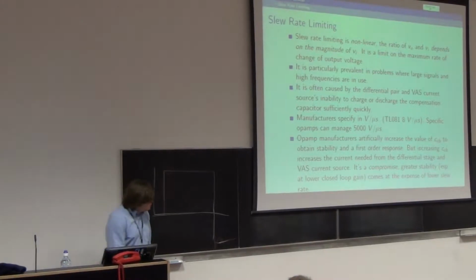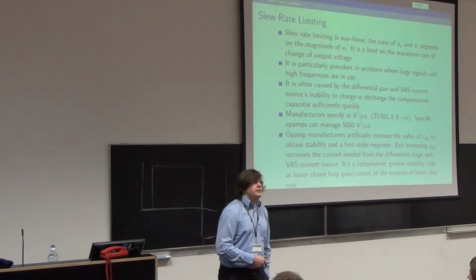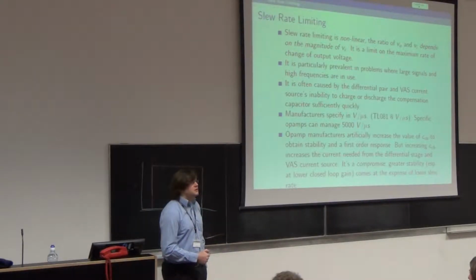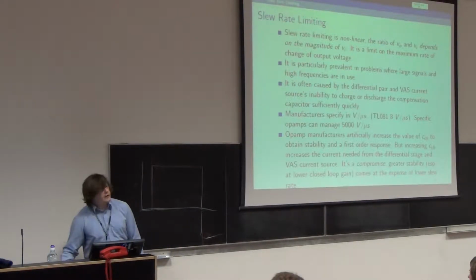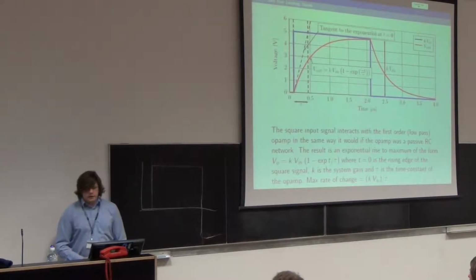Right, so you've got to make CCB big enough to do your compensation, but the bigger you make it, the slower your slew rate. So there is some trade-off, and you have to make a decision based on the particular design that you're working on. Happy? So this is the one that I showed you already.